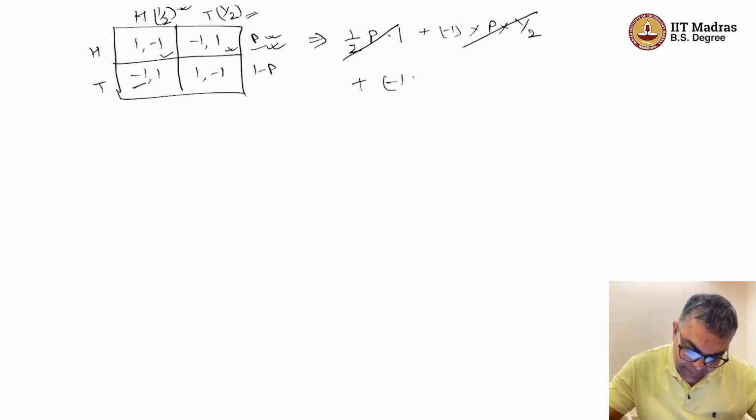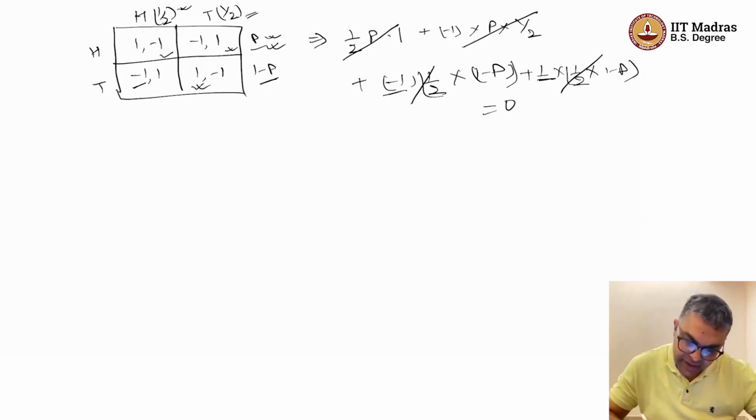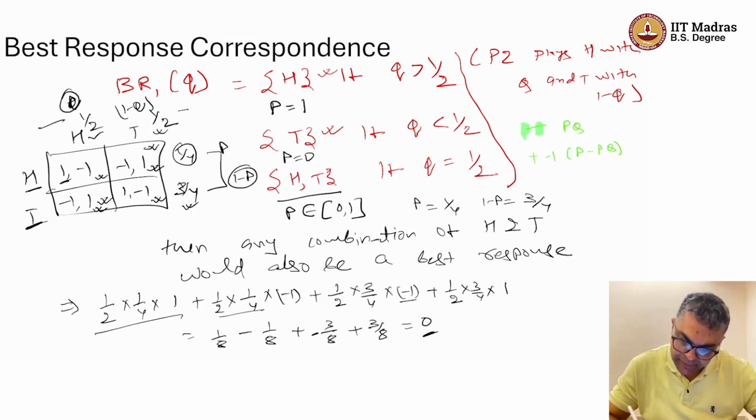This box is happening with probability half multiplied by 1 minus p coming from here, and this box is happening with probability half multiplied by 1 minus p. So half multiplied by 1 minus p is common. Here is plus 1, here is minus 1. This will cancel and it will get you 0. So it doesn't matter how player 1 is mixing, the payoff is always going to be equal to 0, and therefore we allow for all p.